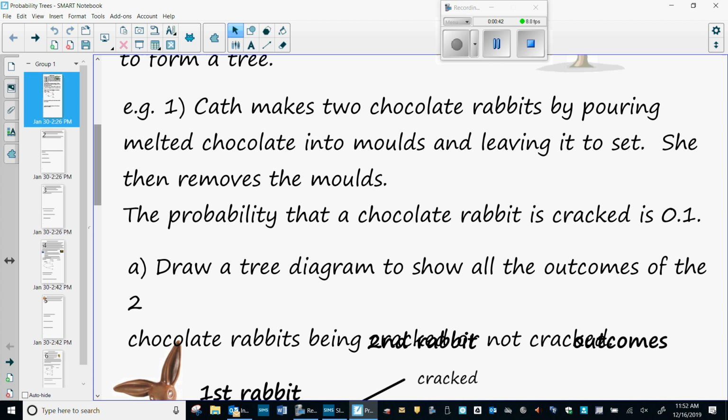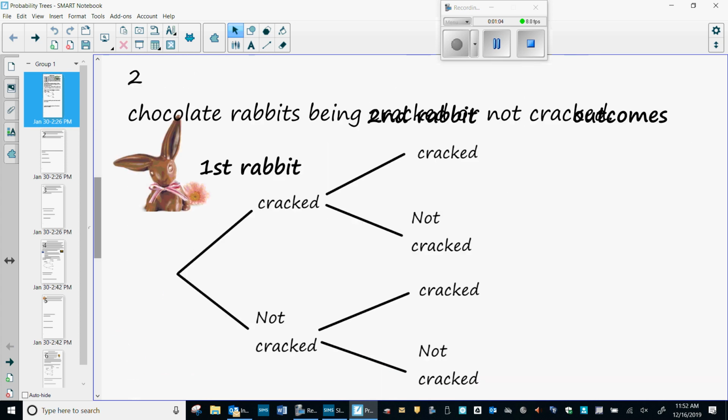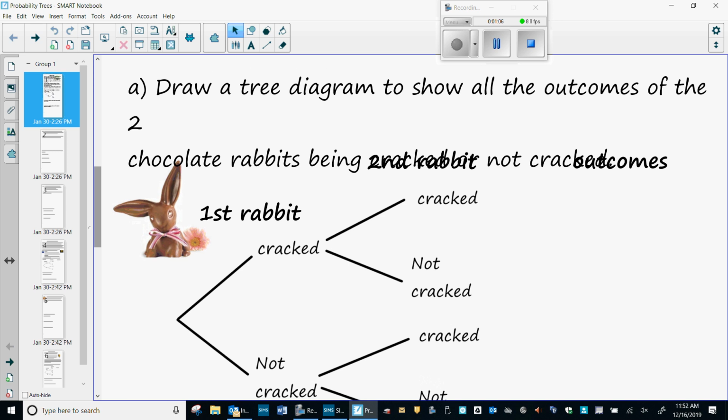Kath makes 2 chocolate rabbits by pouring melted chocolate into molds and leaving them to set. She then removes the molds. The probability that a chocolate rabbit is cracked is 0.1. Draw a tree diagram to show all the outcomes of the 2 chocolate rabbits being removed. Does yours look like this? Alright, so this is our tree diagram.